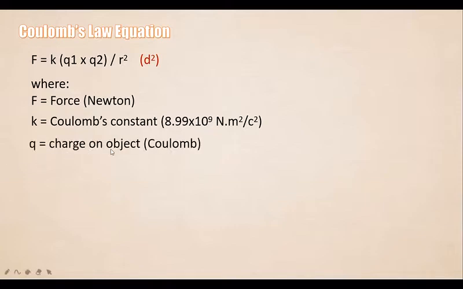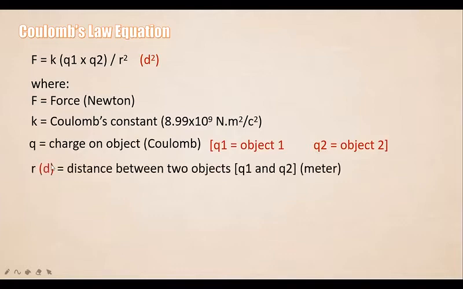The Q is the charge on an object, and the unit of charge is Coulomb with the symbol C. Q1 is the charge for object 1, while Q2 is the charge for object 2. R or D is the distance between the two objects, and it has a unit of meter with the symbol M.